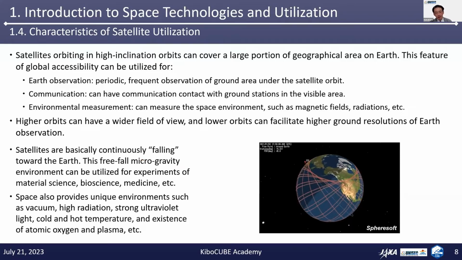Satellites are basically continuously falling toward the Earth. This free-fall microgravity environment can also be utilized for experiments related to material science, bioscience, medicine, etc. Space also provides unique environments such as vacuum, high radiation, strong ultraviolet light, cold and hot temperatures, and the existence of atomic oxygen and plasma. So if you think about space utilization, you can consider these important characteristics of the space environment and space systems.